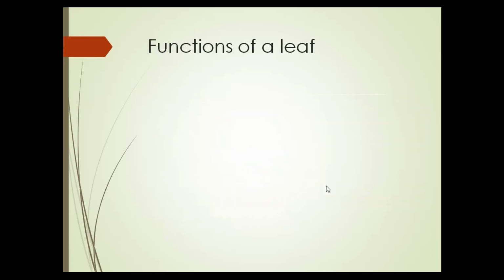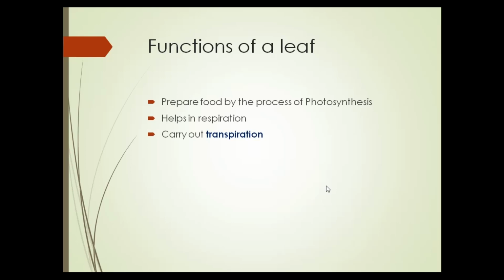Now, let us see the functions of a leaf. The leaf prepares food by the process of photosynthesis. It helps in respiration. It carries out transpiration. Now, what is transpiration? Evaporation of excess water from the leaf is called transpiration. Now, let us see the classification of plants.